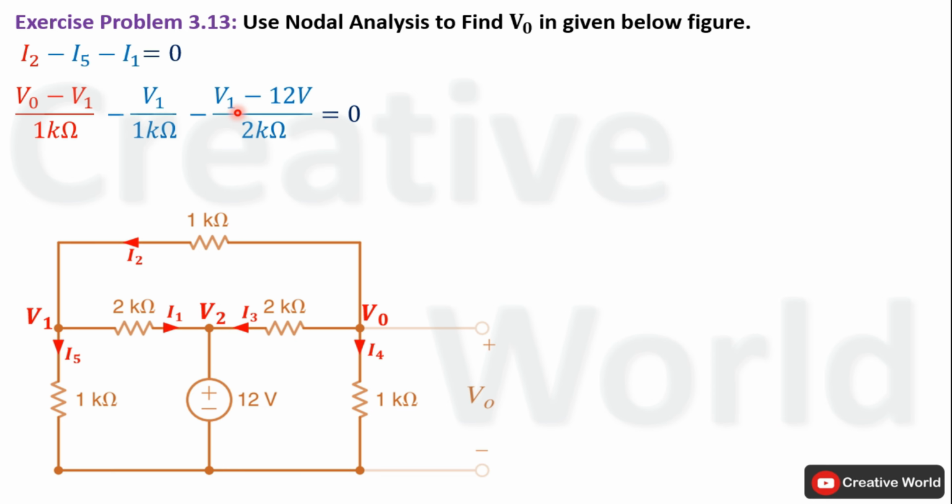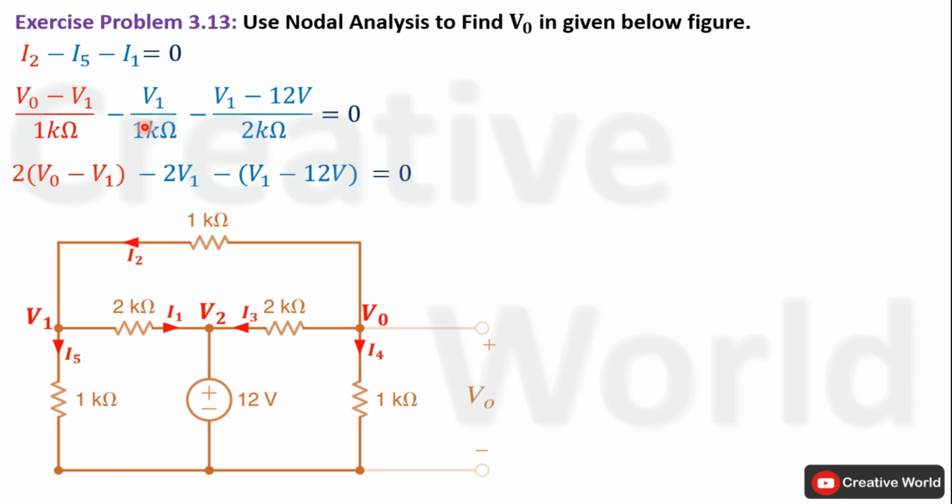That's why we have subtracted 12 volt from V1 and divided by 2 kilo ohm to find out current through this branch. Now multiply this equation on both sides with 2 kilo ohm. Product of 2 kilo ohm and 1 kilo ohm in denominator will cancel out with each other. Only 2 will be left and that 2 will multiply with V0 minus V1.